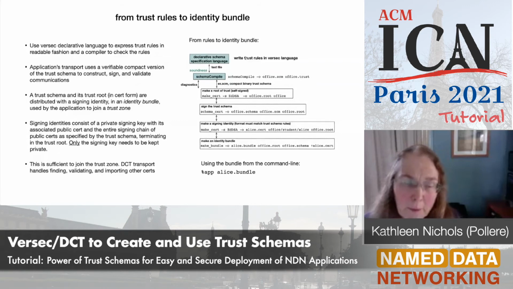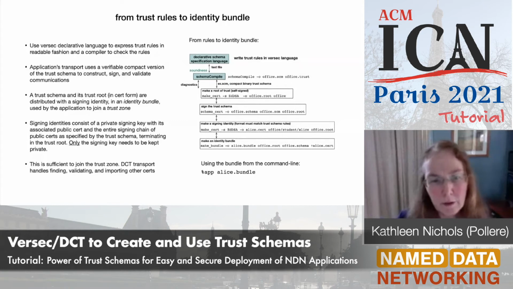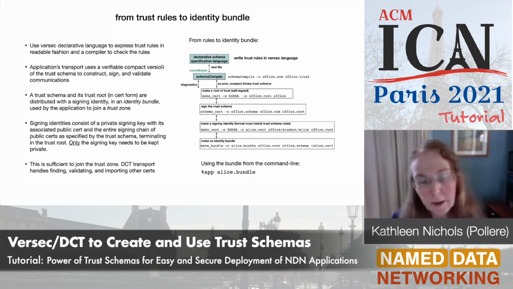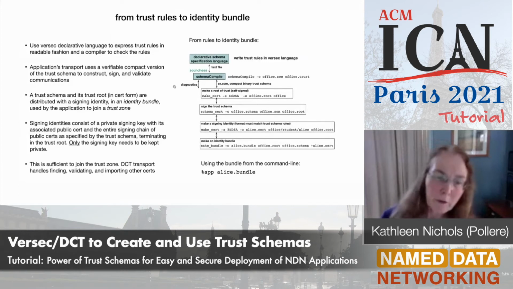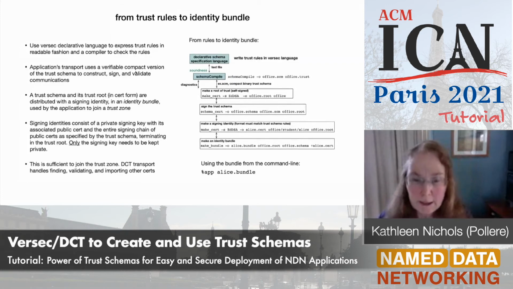Okay, now we want to make an identity bundle for Alice. There's also a handy utility, make bundle, and again, the output file is alice.bundle. These things have to go in the correct order. The first thing is the root of trust. The second thing is the schema and certificate form. And the last thing is Alice's cert. That little plus sign says that it should include the private signing key, not just the public cert.